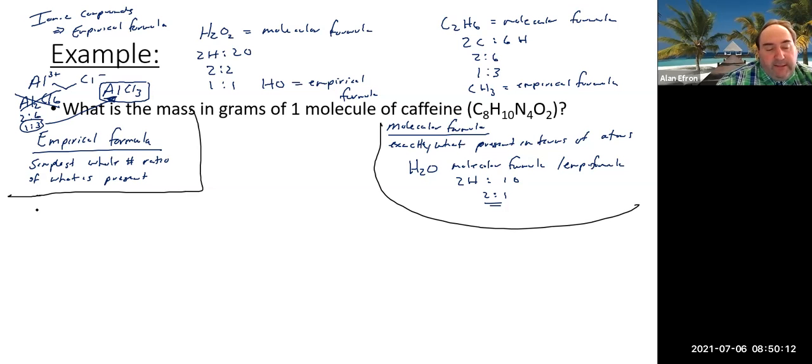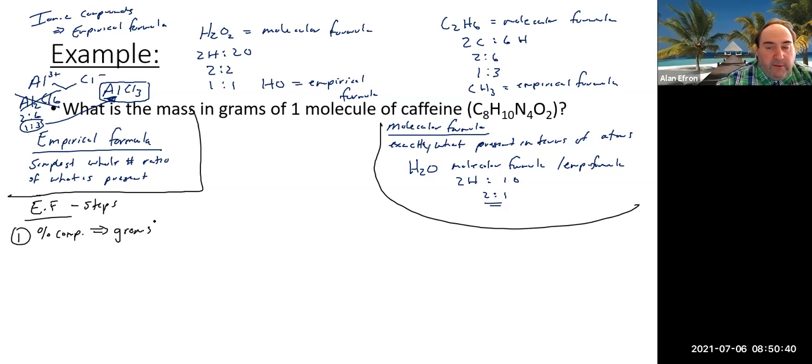So the steps to calculate an empirical formula: first off, it's very common to be given the percent composition of each of the elements that are present. Now, typically what we want to do is take the percent composition, like we just calculated in that previous problem, and convert them into grams.